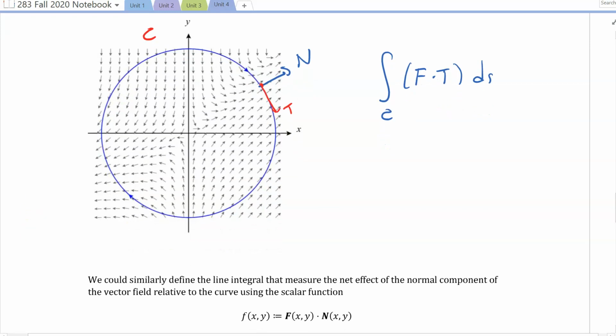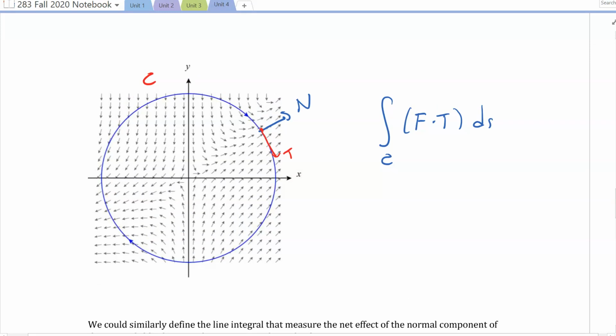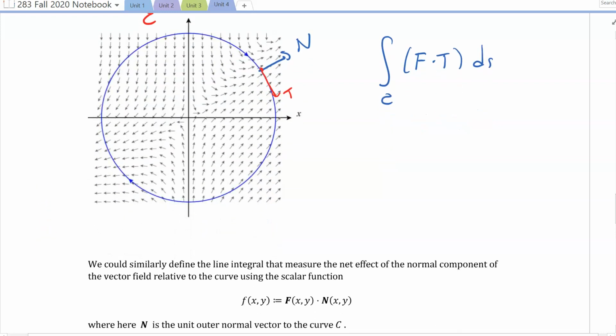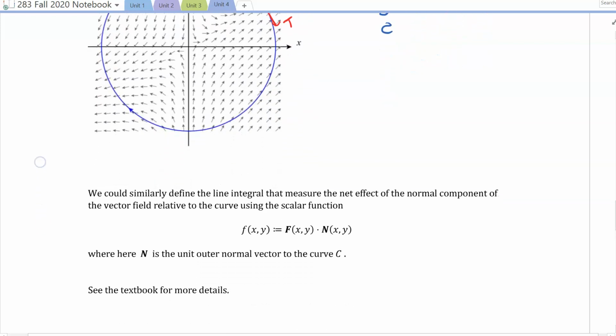One thing we said in previous work with that integral is that it measures the net effect of the vector field F in the tangential direction or along the curve. Again, it measures the net effect of the vector field along the curve, along the tangent to the curve. We could similarly define it for the net effect for the normal component of the vector field if we used the new scalar function, this time F dot N. I'm not going to go into any more detail, but you can look at the textbook for that. And that's called the flux integral. And that will be it for this video.